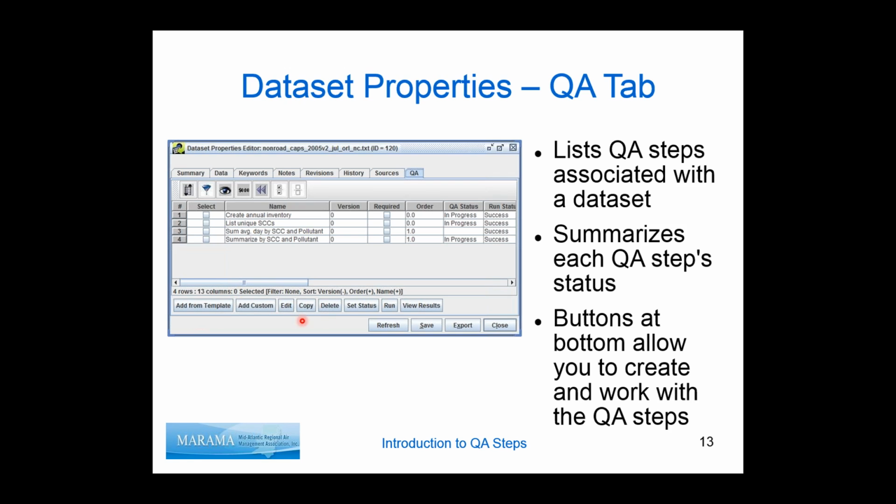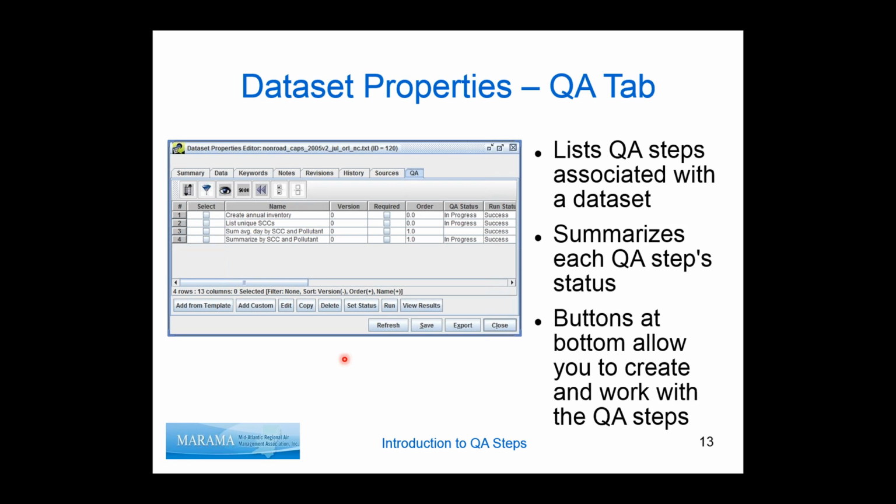And then you've got some buttons at the bottom here that allow you to work with the QA steps. So you've got buttons to add new QA steps, either from a template or a custom step, which we'll explain in just a second. Buttons to edit a QA step, copy an existing step, which you can then edit. We'll talk about deleting in a second, and we'll talk about status. We'll talk about all of these in a second, but that's basically the overall layout of the QA tab.